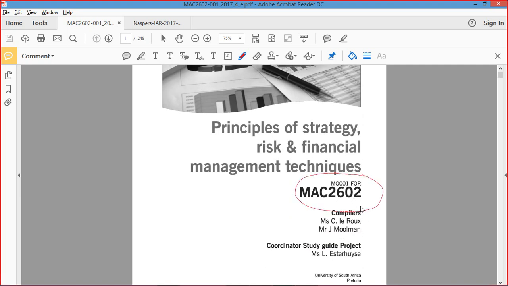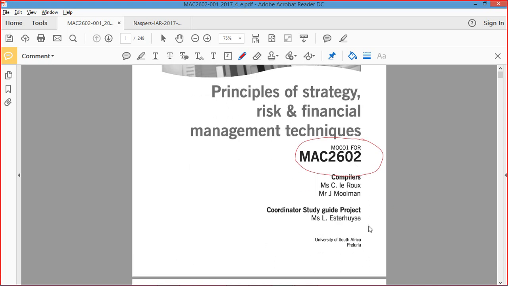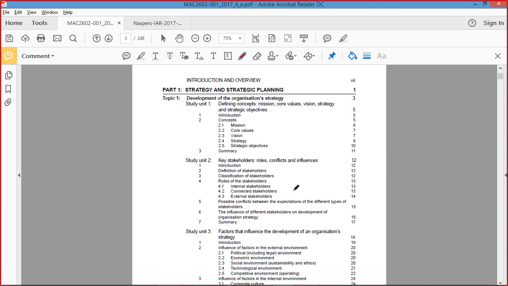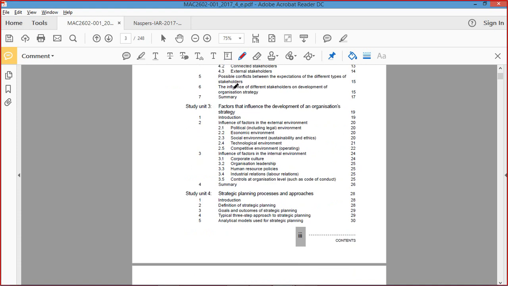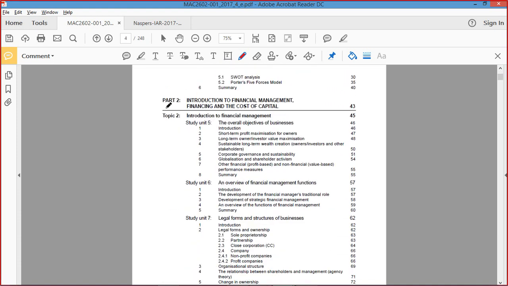Okay, the 0001 for this particular module. Obviously, as I've mentioned, there are 28 chapters in the first book. You've got the first 2 parts. Part 1 is looking at strategic planning and strategy, and then they break it up into different sections. Then you've got part 2, which is the introduction to finance.